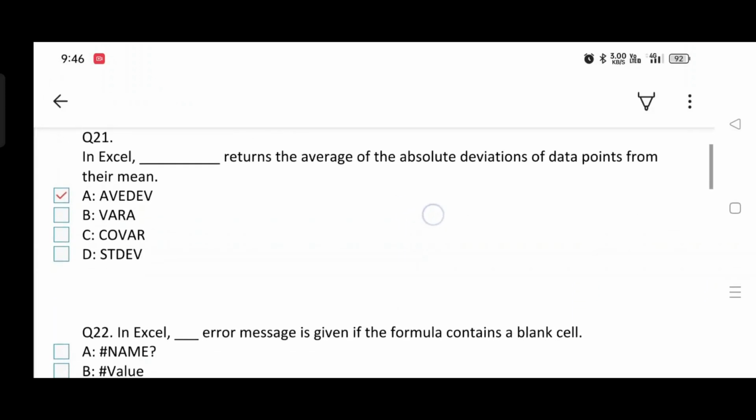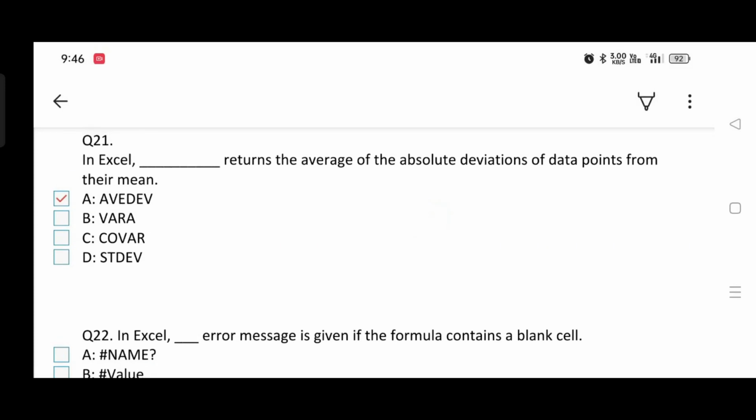Question 21. In Excel, dash returns the average of the absolute deviations of data points from their mean. Answer is A. AVEDEV.